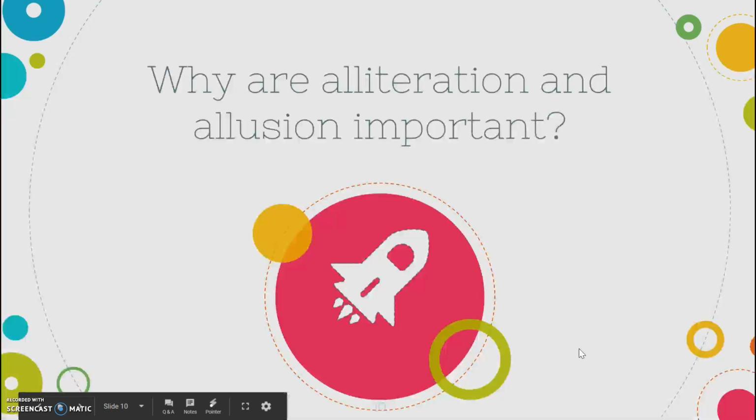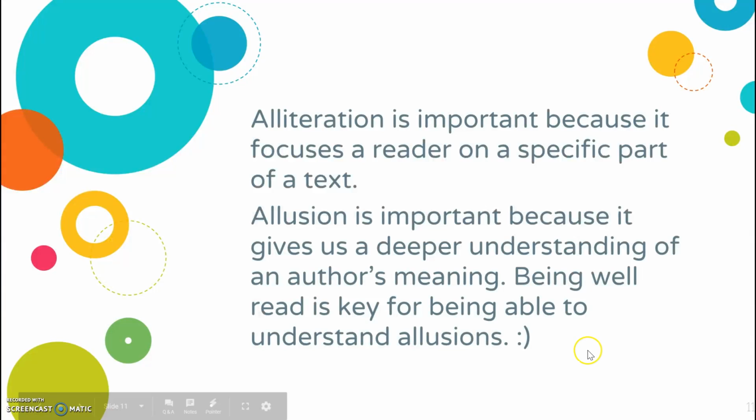Okay? So, why are alliteration and allusion important? Alliteration is important because it focuses a reader on a specific part of a text. Okay? Especially if you as the author really want your reader to understand something or remember something, alliteration is a great way to get that point across. Okay? Allusion is important because it gives us a deeper understanding of an author's meaning.